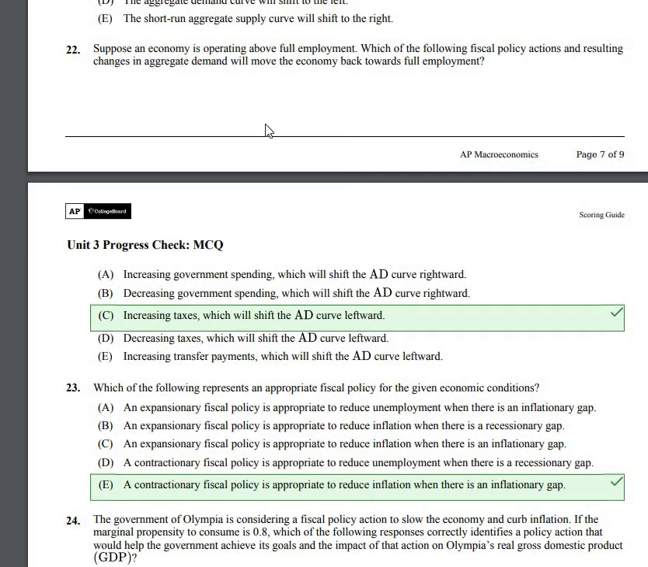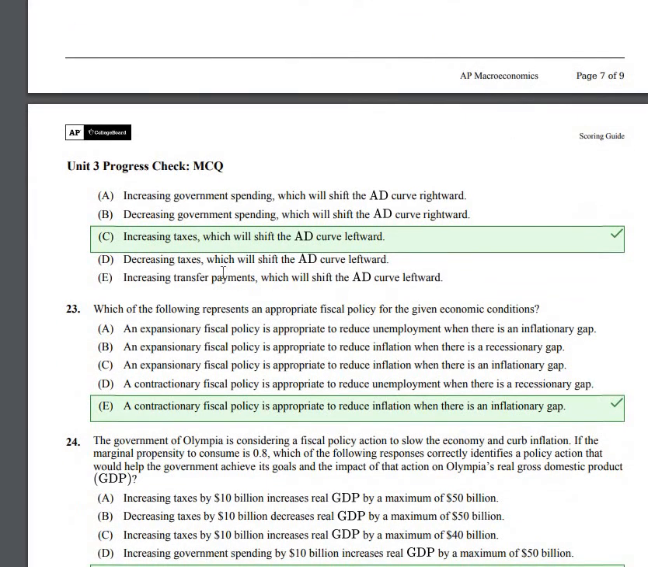Number 22, suppose an economy is operating above full employment. Which of the following fiscal policy actions and resulting changes in aggregate demand will move the economy back towards full employment? So above full employment, we have more people working than should. Okay, so we're in an inflationary gap. That's kind of tricky because it's not above the full employment rate. It's just above full employment, meaning we have more people. You got to be careful with that one. So C, you increase taxes, you do contractionary fiscal policy, which will shift the aggregate demand curve to the left.